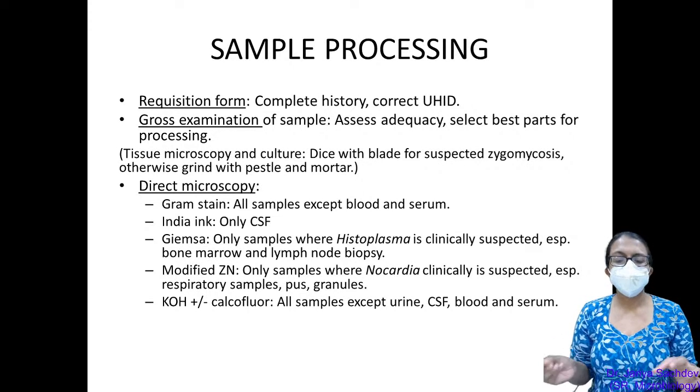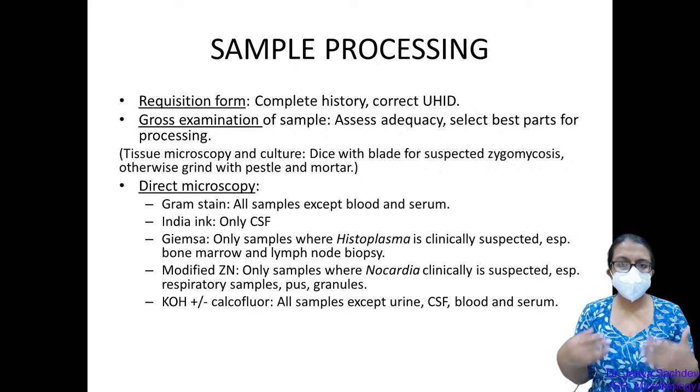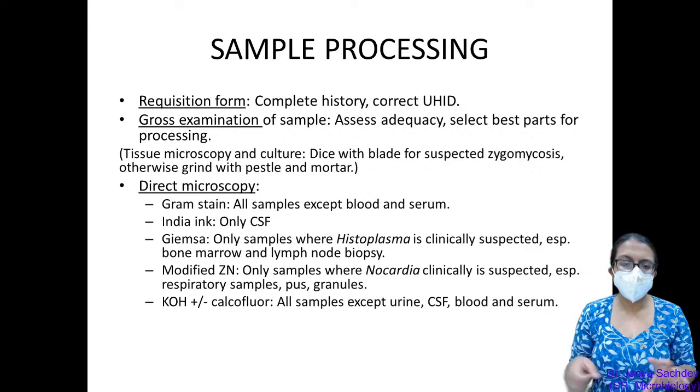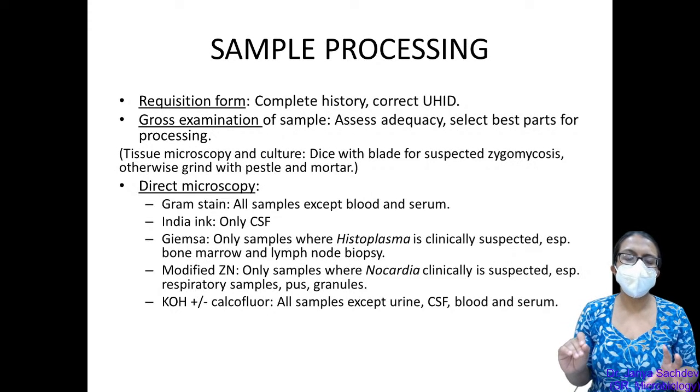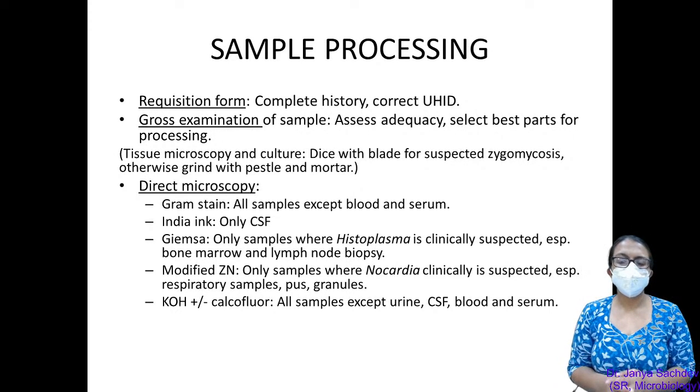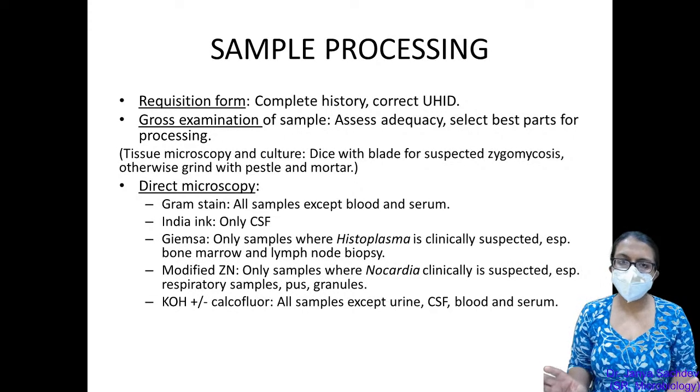That's why we have to only finely dice small pieces with a blade if we're suspecting zygomycosis in any tissue sample. So this is something we have to keep in mind: read the history and decide whether we want to grind a tissue sample or tease or dice a tissue sample with a needle or a blade. Okay, so we don't grind a tissue sample where zygomycosis is suspected.